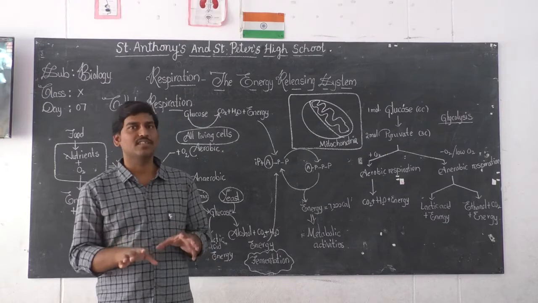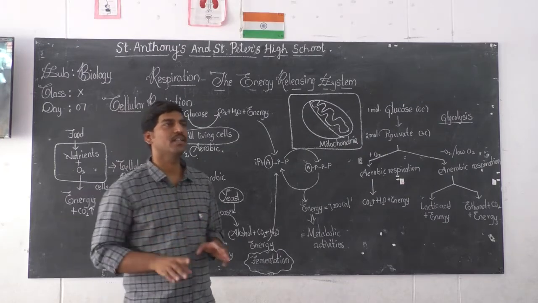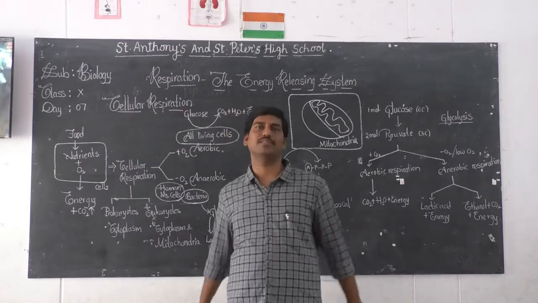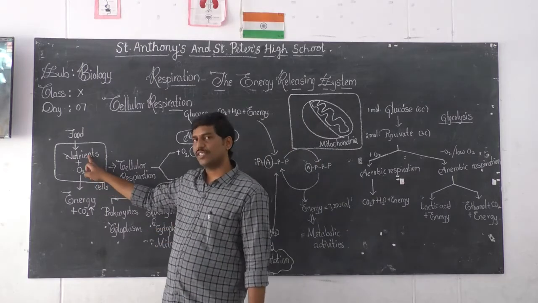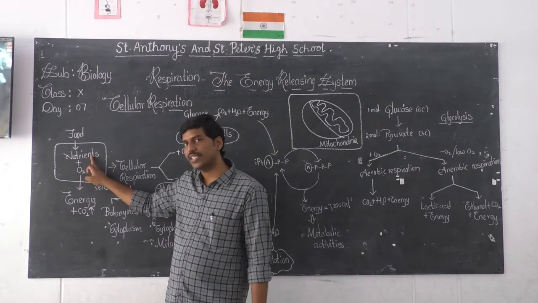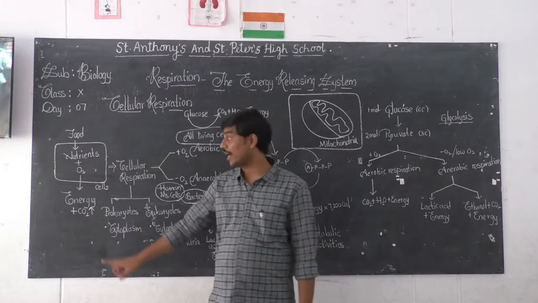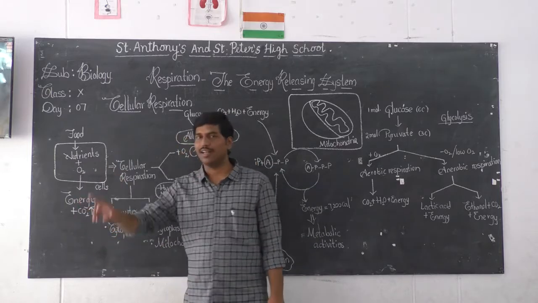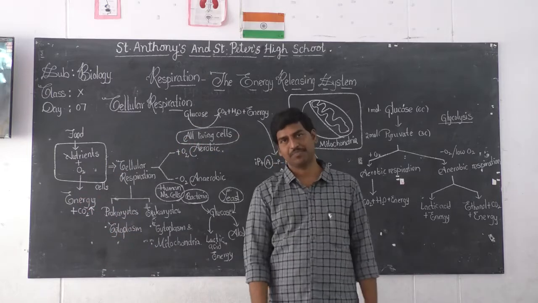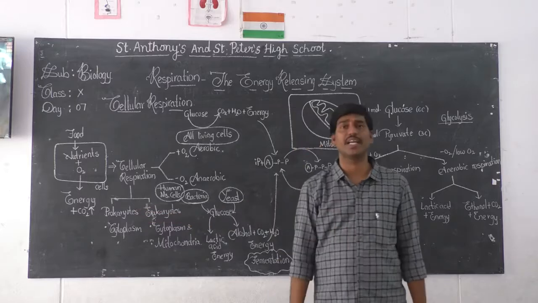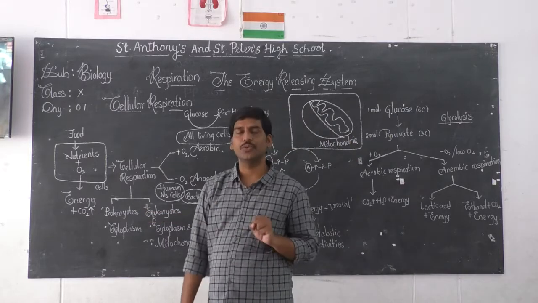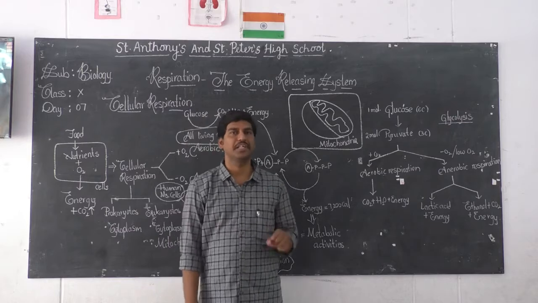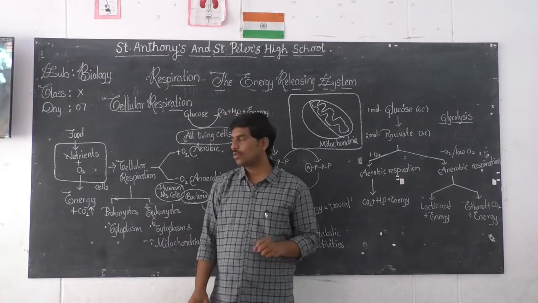Now within the cells, oxidation of food material or oxidation of nutrients is going to take place. Because of this oxidation of nutrients, all the nutrients are broken down and energy is liberated. And this energy is utilized for various activities that we perform in our day-to-day life.